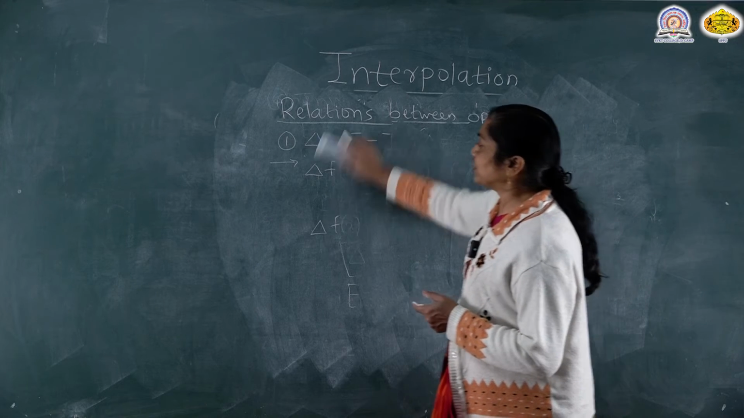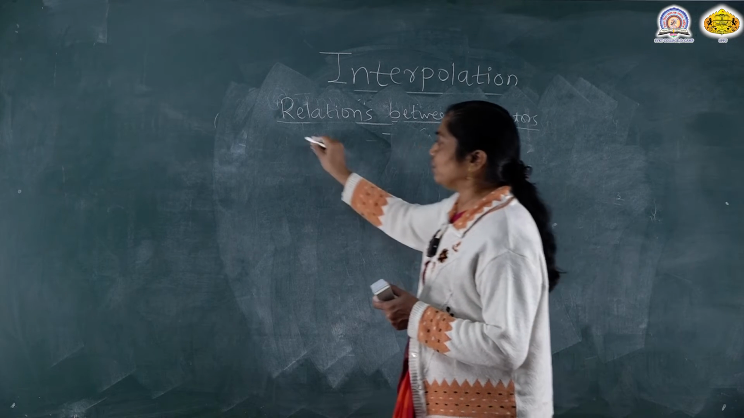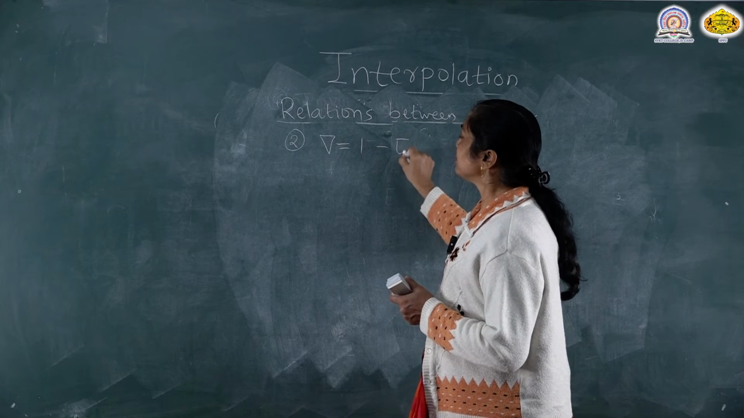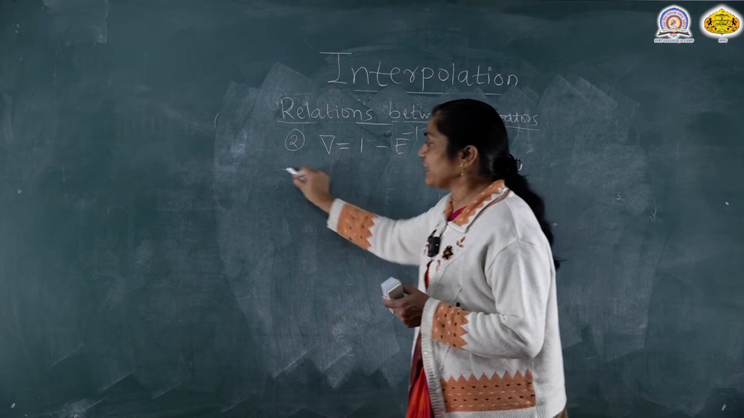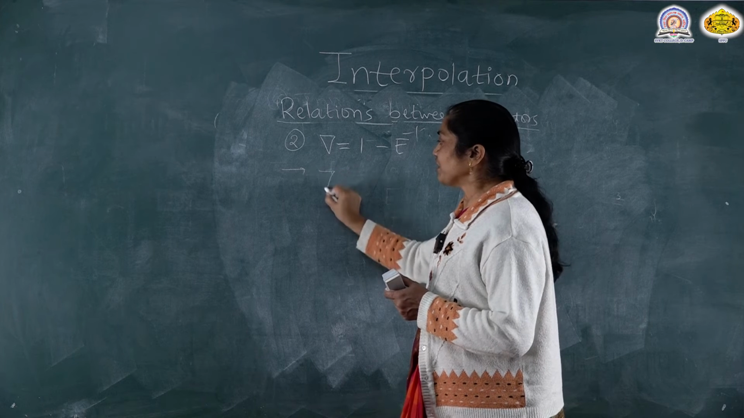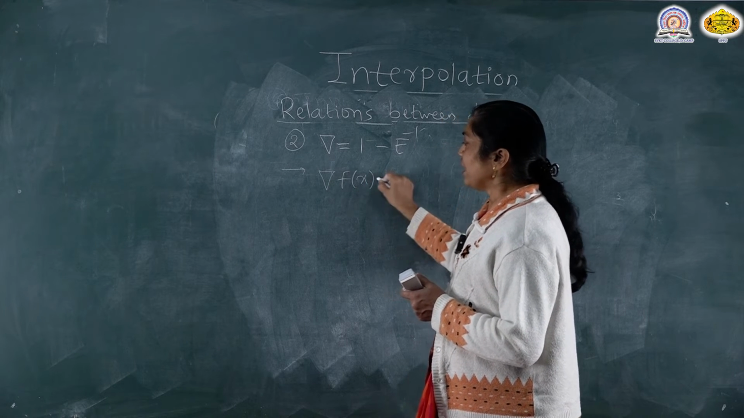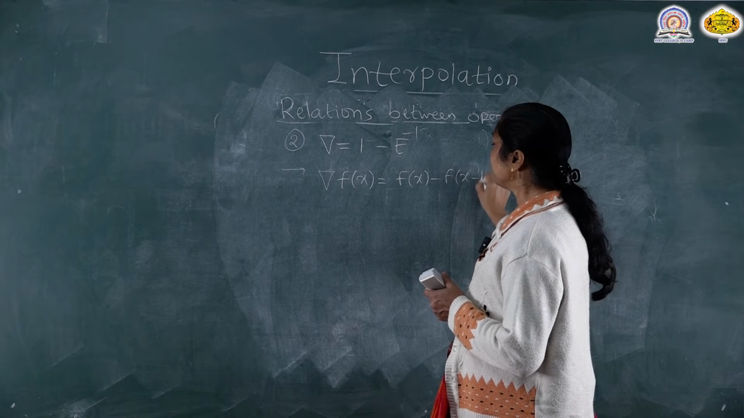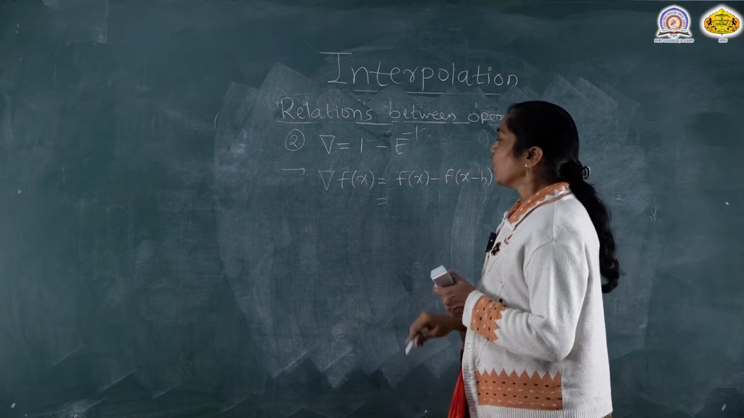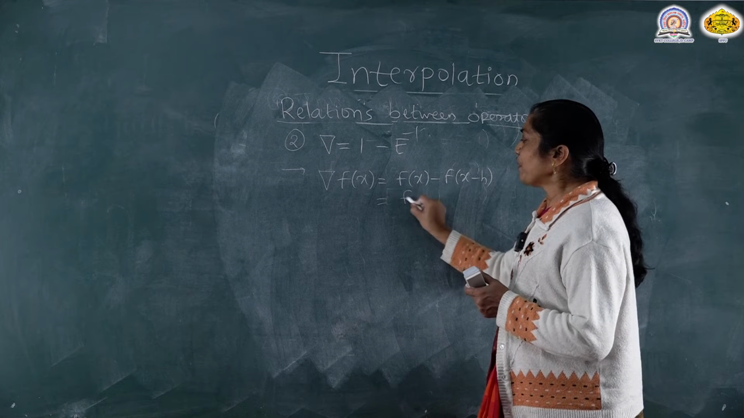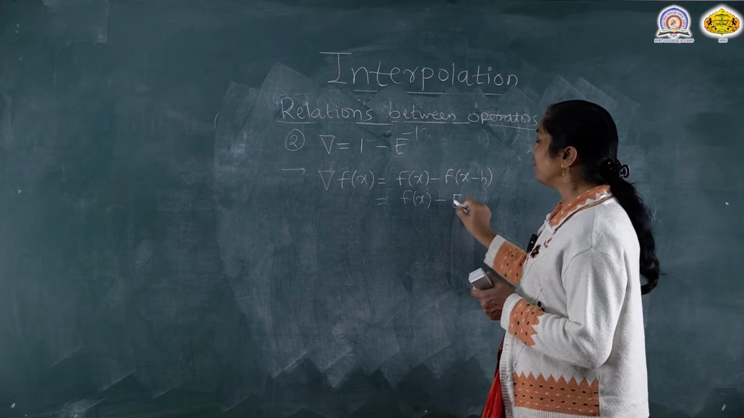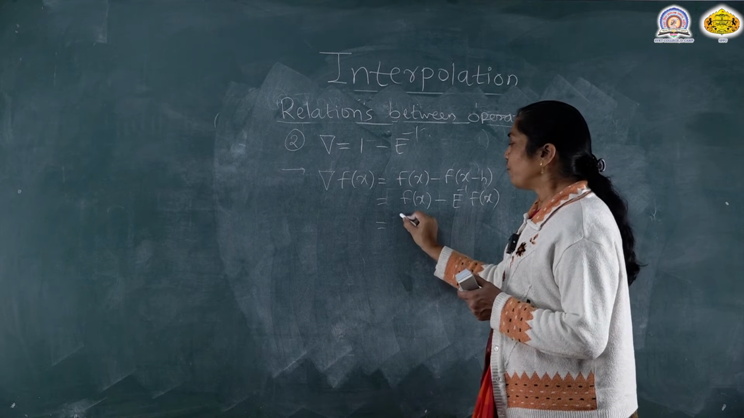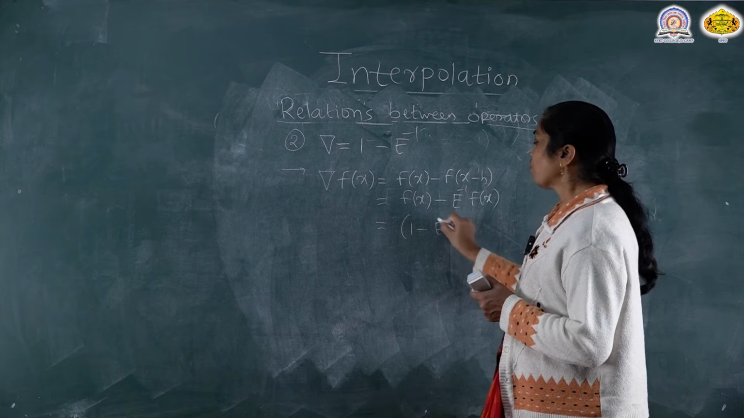The second relation is between del and E inverse. The second relation is del = 1 - E inverse. To prove this relation, start with del f(x). What is del f(x)? It is nothing but f(x) minus f(x - h). But we know that f(x - h) is nothing but E inverse of f(x). And therefore, we have (1 - E inverse) of f(x).